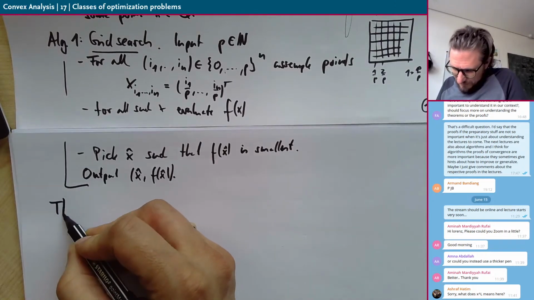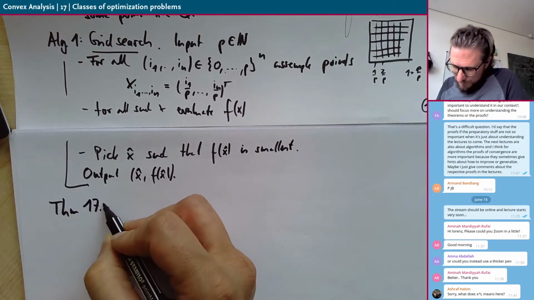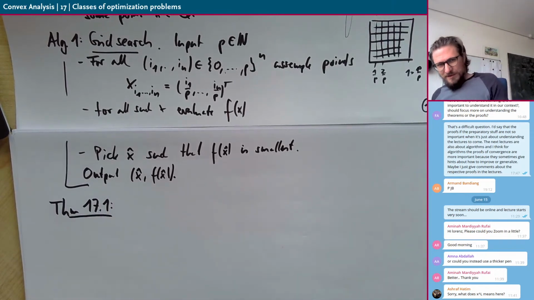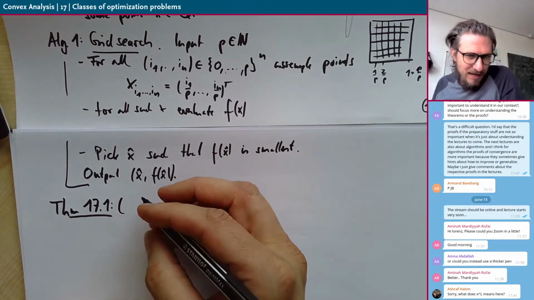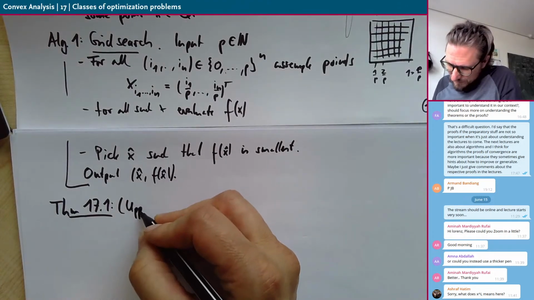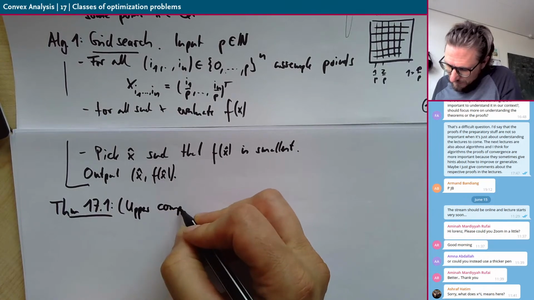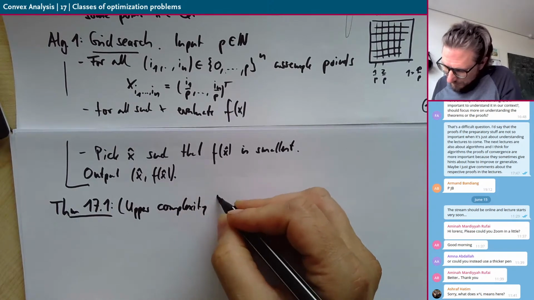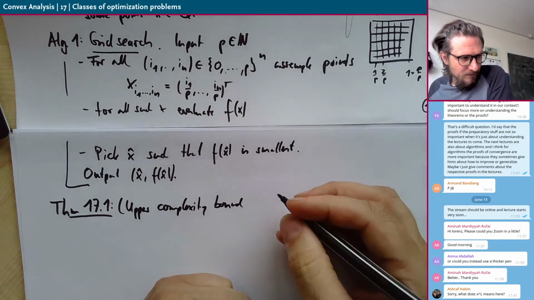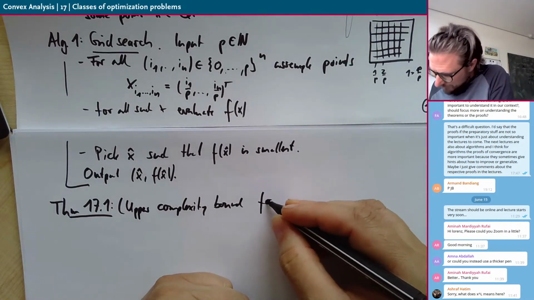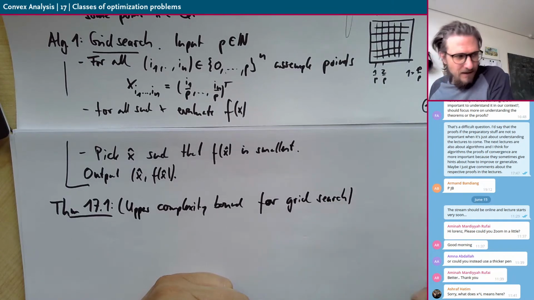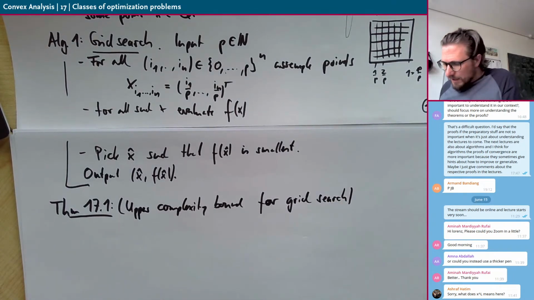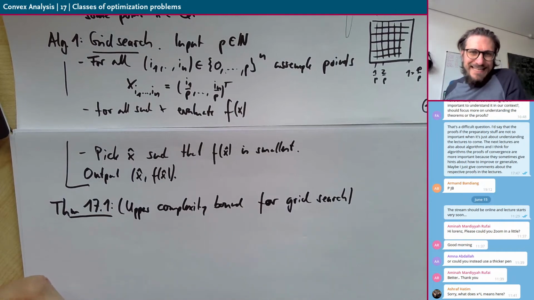And here's the result. I formulated it as a theorem. It's called 17.1 because we are in lecture 17. This is called an upper complexity bound of grid search. So an upper bound means we need at least so many iterations to be so good.